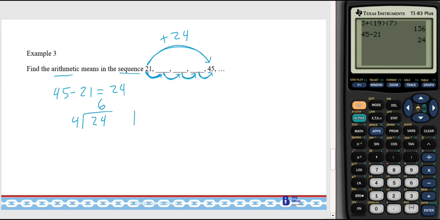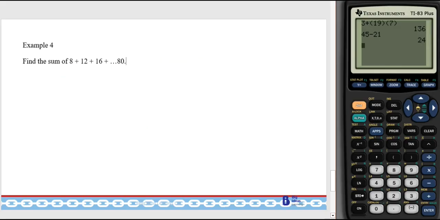So I have a common difference then of 6, because 24 divided by 4 is 6, and I know then that each of these small jumps is plus 6. 27, 33, 39, and then 45. Right? So arithmetic means we take the big jump, divide it into however many smaller jumps. For question 4, they want us to find the sum of these terms.